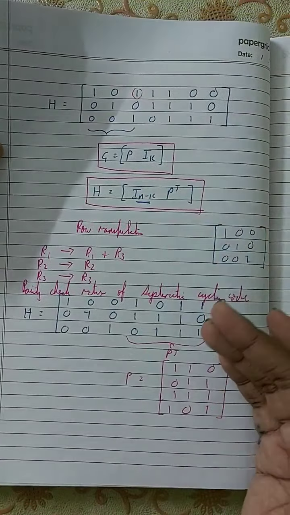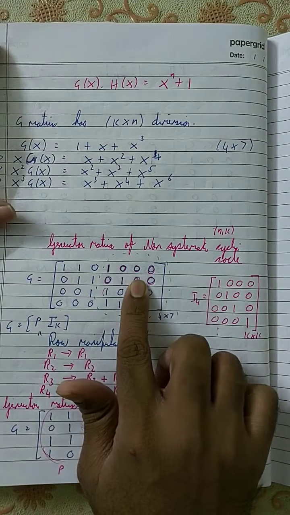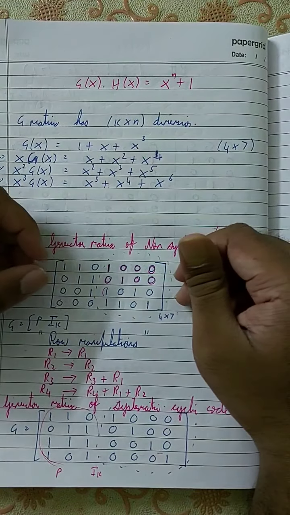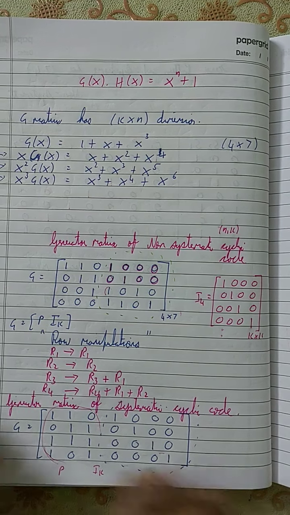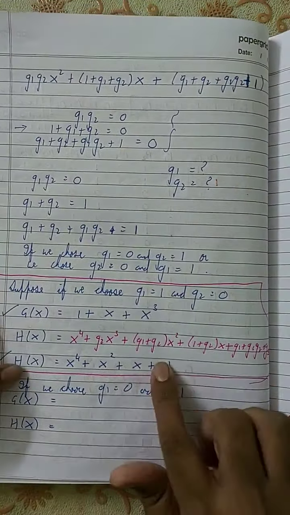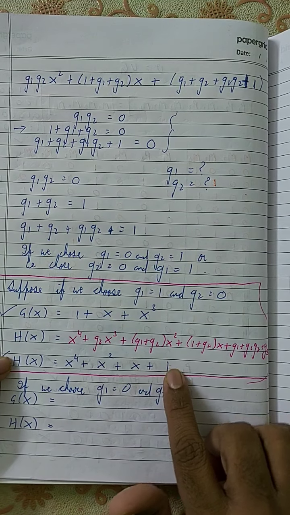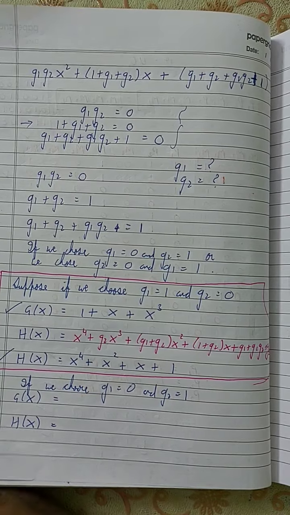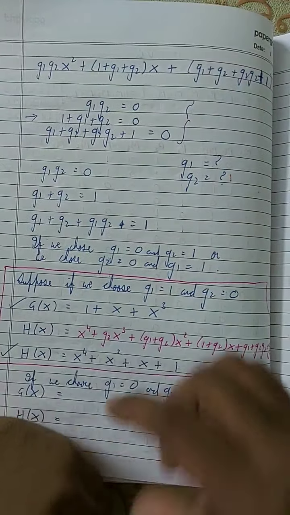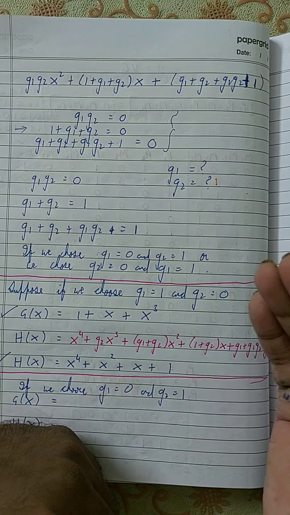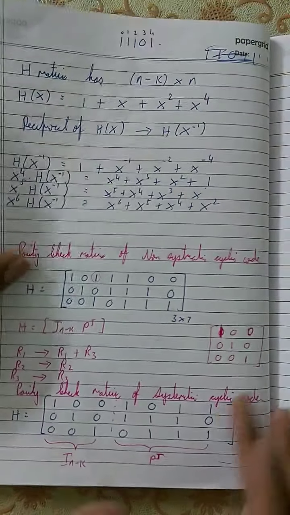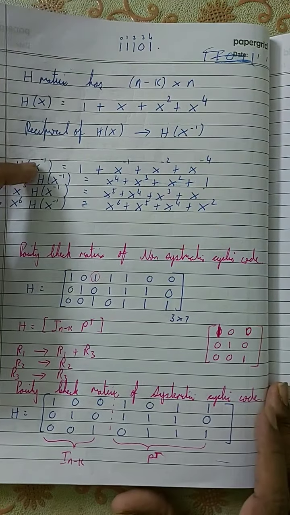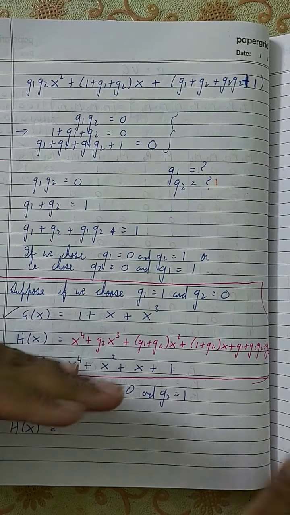So this is my g(x) and this is my h(x), and likewise I created my H matrix, and I have also created my G matrix of the non-systematic cyclic code. From the generator matrix of the non-systematic cyclic code, I created the generator matrix of my systematic cyclic code. Likewise, from the polynomial I created the parity check matrix of my (n,k) cyclic code, and from the parity check matrix of the non-systematic cyclic code, I created the parity check matrix of my systematic cyclic code. This is the procedure of creating it.